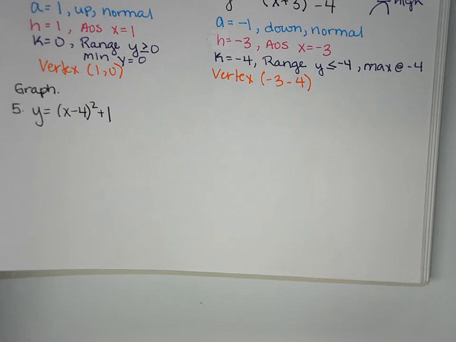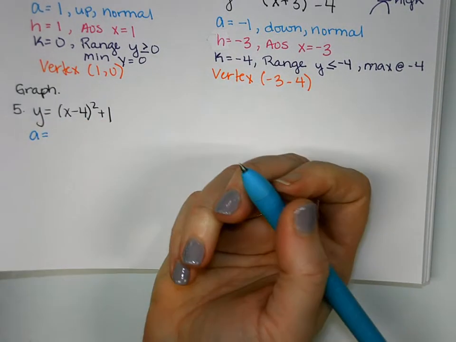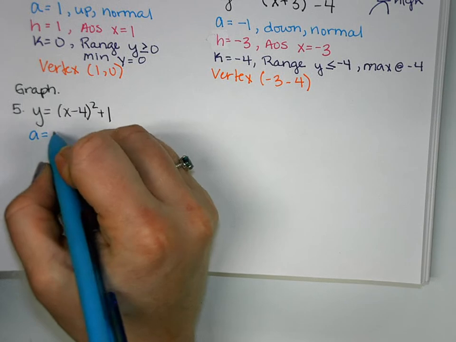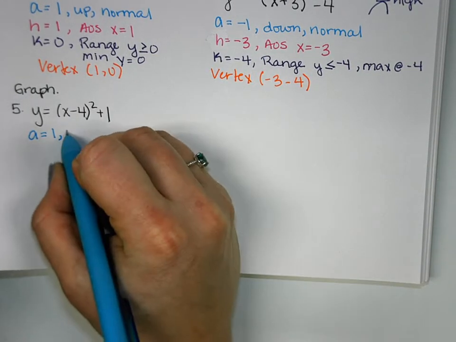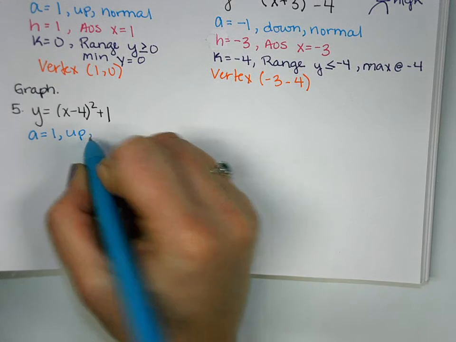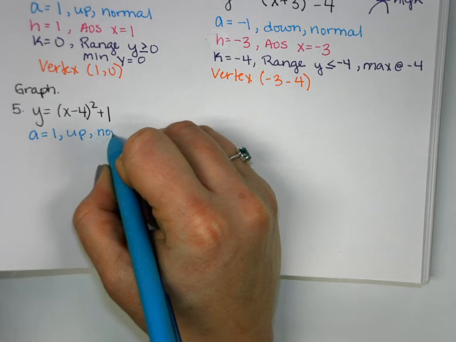Now, before we actually graph it, we're going to find the same information we just found. So what is A? 1. Should it go up or down? Up. And is it going to be wide, narrow, or normal? Normal. Okay.